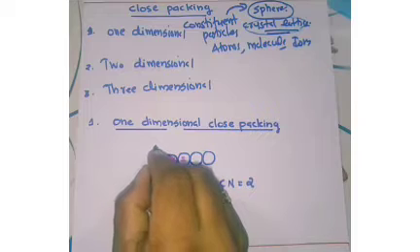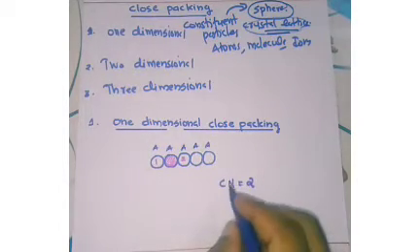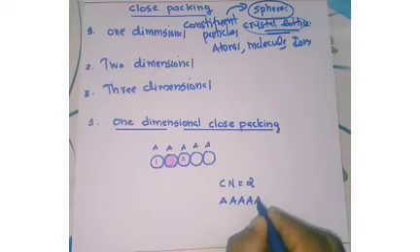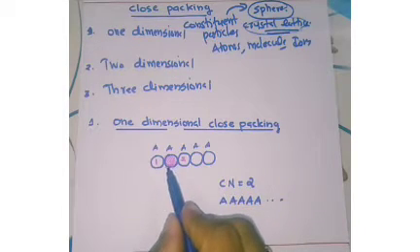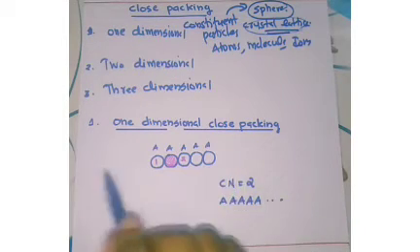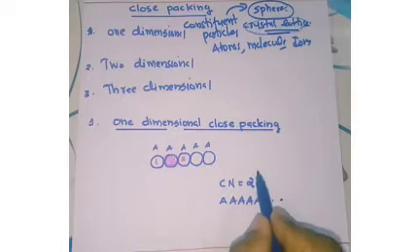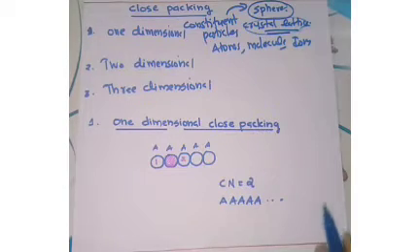Then this is the layer A, then spheres A. So this one-dimensional close packing follows the pattern A like this. In one-dimensional close packing, spheres are arranged in a single row, either horizontal or vertical. Its coordination number is equal to 2 because the considered sphere is surrounded by 2 touching spheres. Okay. That's about one-dimensional close packing.